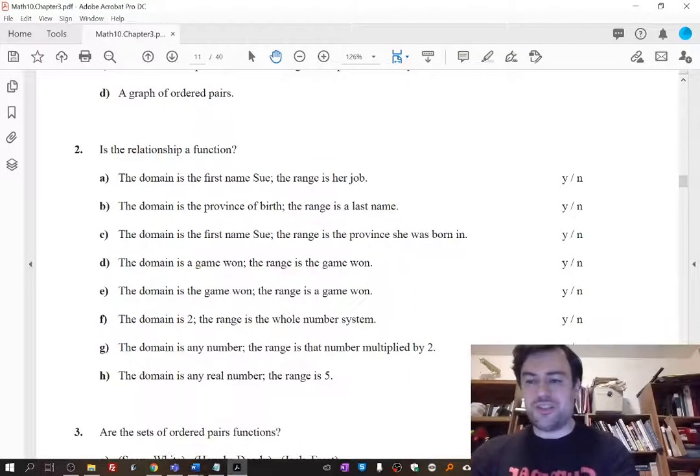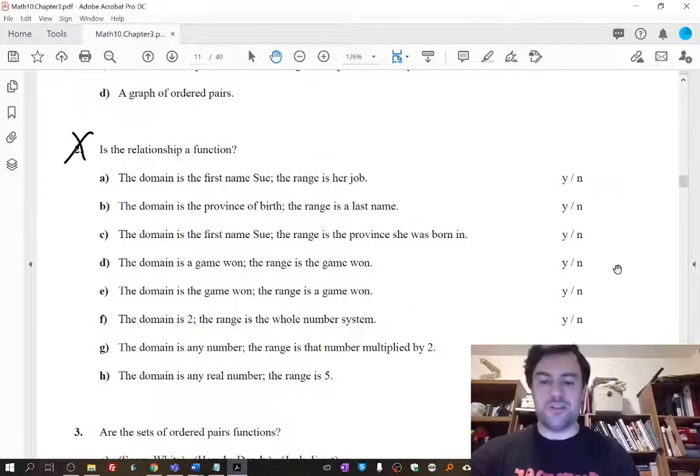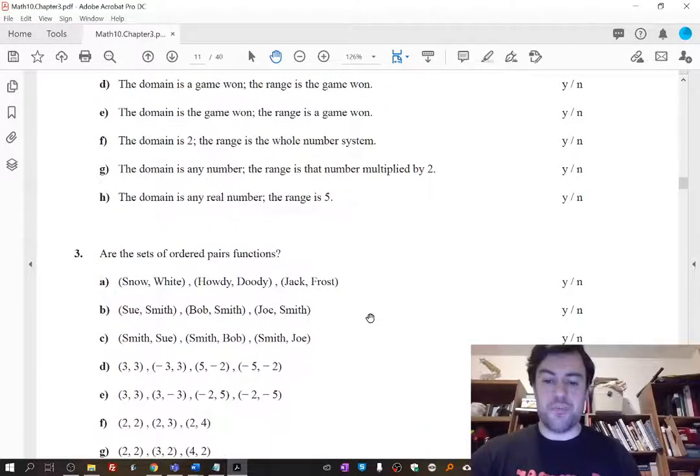I'm going to skip question 2. Don't worry about question 2. Some of these are okay, but some of these are also a little bit worded strangely, and I don't love the wording in some of these questions. They don't necessarily all make sense. Some of them are fine, but some of them are a bit weird. So I'm going to just move on.